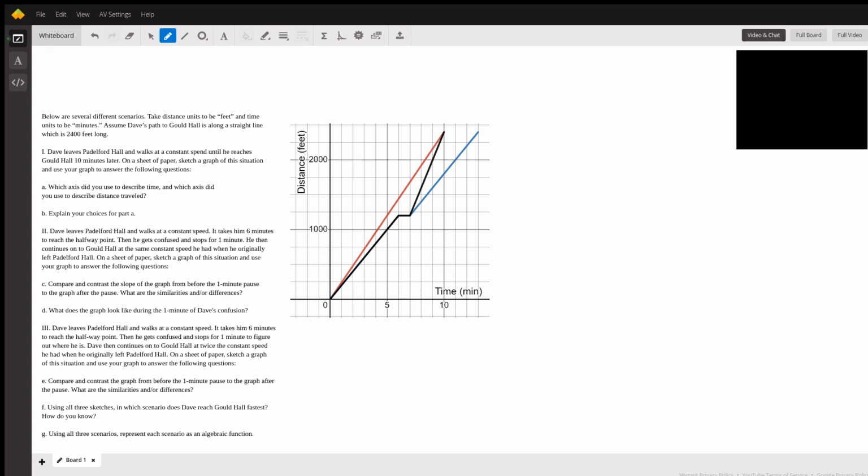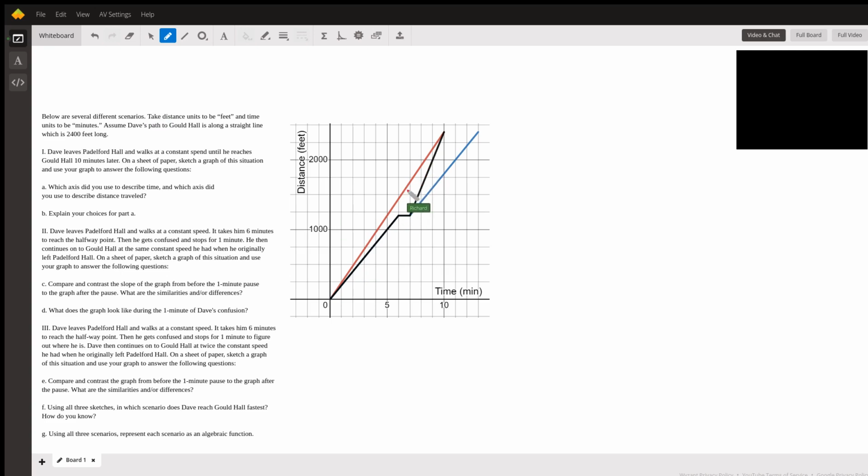Okay. So there are three different ways that this student, Dave, has of going from his Padelford Hall over to Gould Hall on his presumably college campus. One way is the first way, which is the red, and so I'm going to use red here. He just walks at a constant speed.